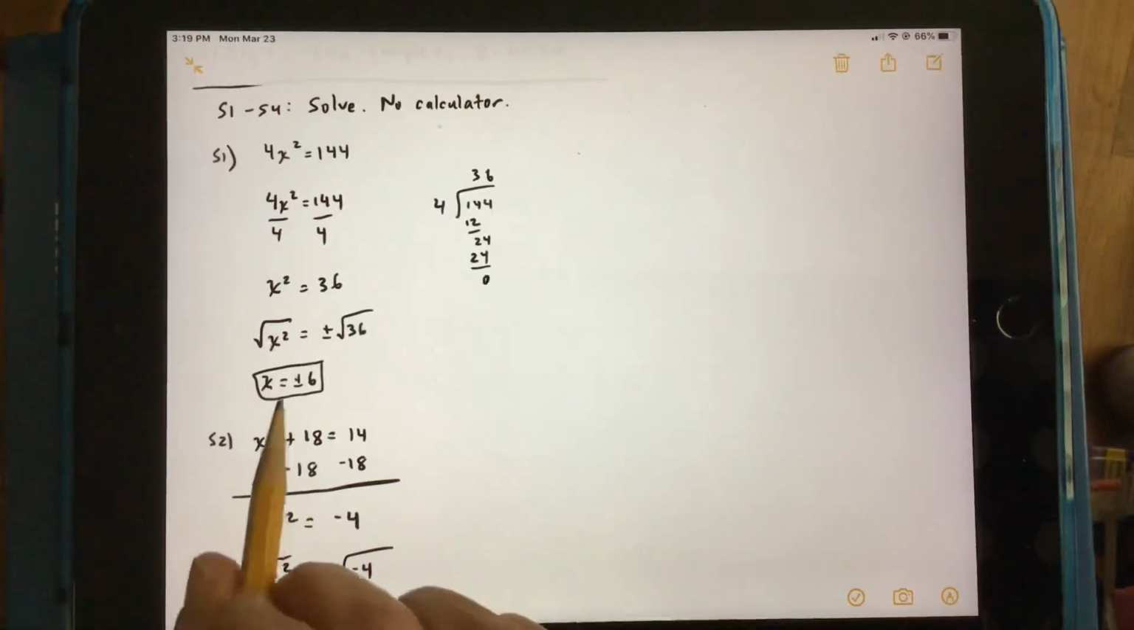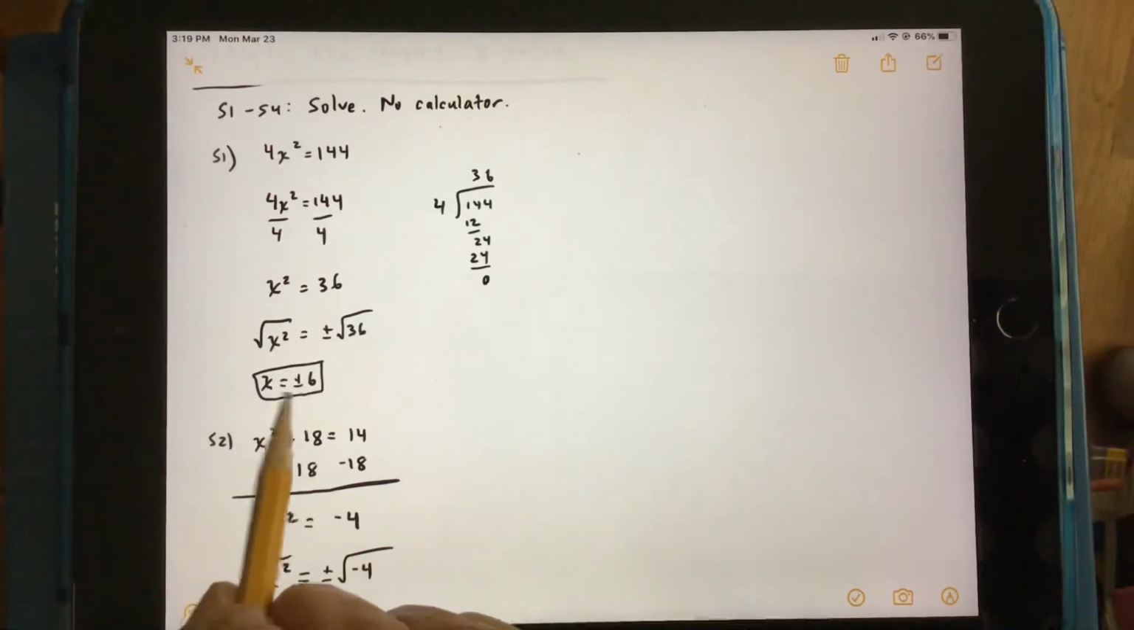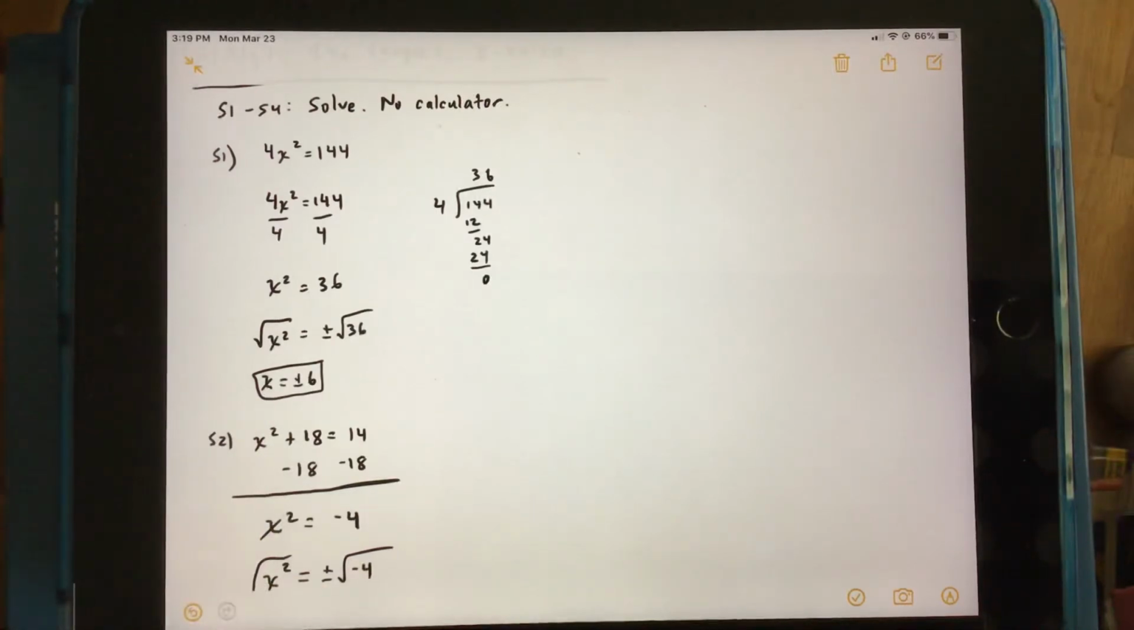If I don't want to write it this way in this efficient method where I'm showing two values for x in one place, I can also write x is equal to 6 comma negative 6. That would be the same thing as what you see here. There are two values of x that solve this equation.